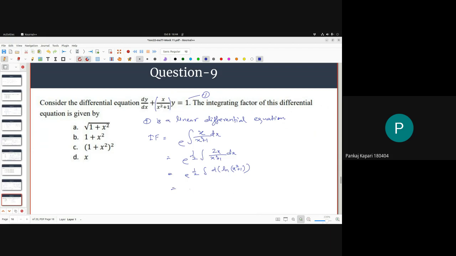So that means the integrating factor is half log of x square plus 1. That is exactly equal to under root of x square plus 1. Why? Because by properties of the logarithm and differential, this is just x square plus 1 to the power half, right? And then exponential and logarithm are inverse functions of each other. So the integrating factor is square root of x square plus 1. So here the correct option is A.